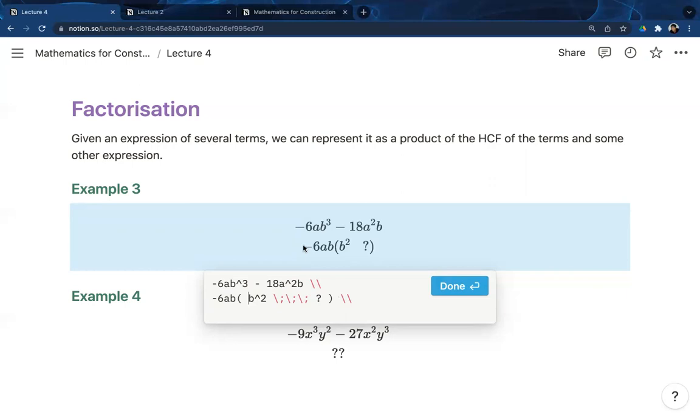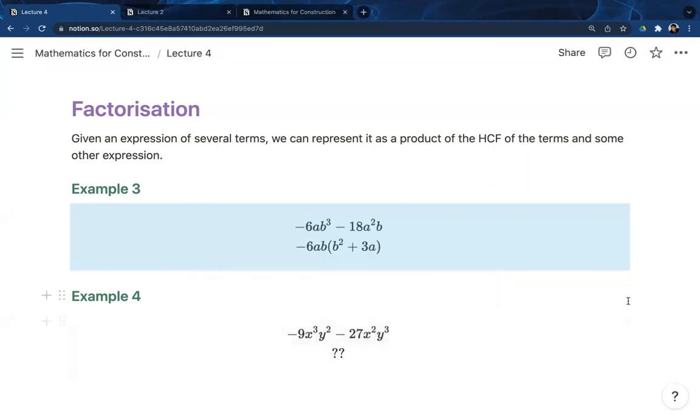Minus by what is a minus? Minus by a plus is a minus, right? 6 by what is 18? 3. A by what is a squared? Well, another a. And b by, I have a b. I don't need any more b's. So let me just take out these spaces here and great, that's my answer.